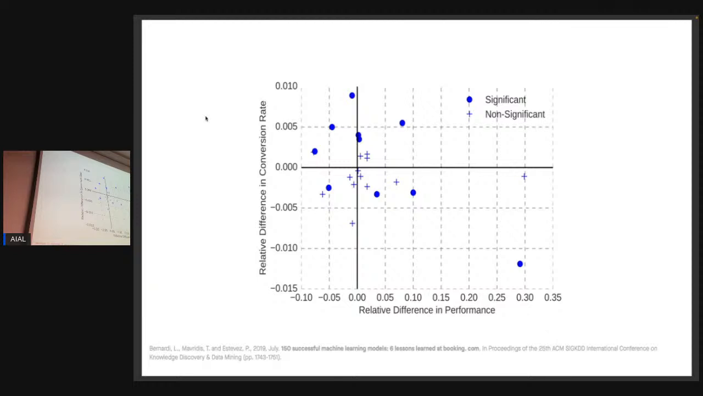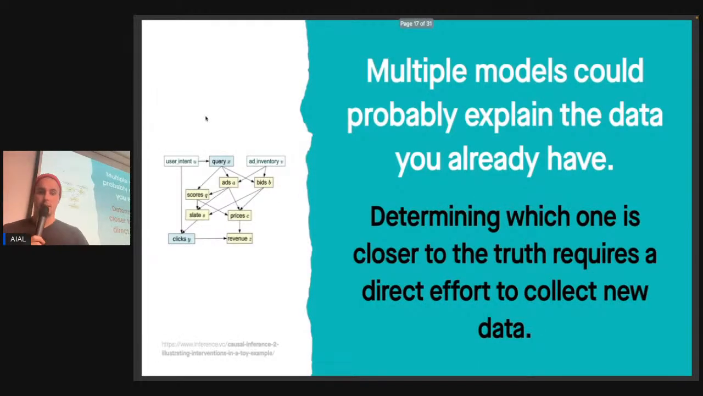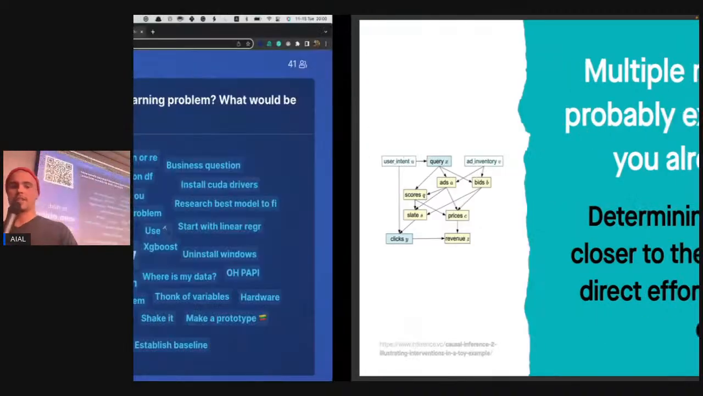What usually you would expect to see is a linear relationship, so that as you increase the performance of your offline metric, the business metric improves too, which in fact is not the case, because your machine learning model is part of a complex system. Multiple models could probably explain the data you already have, and determining which one is closer to the truth requires the correct effort to collect new data. But before we go into the next slide, we'll go back to Slido because there is one last question.